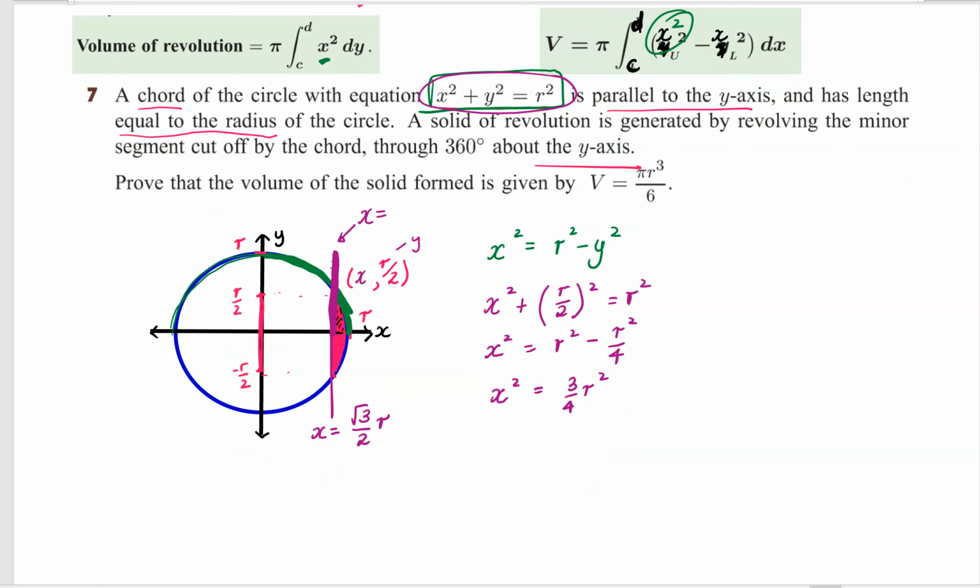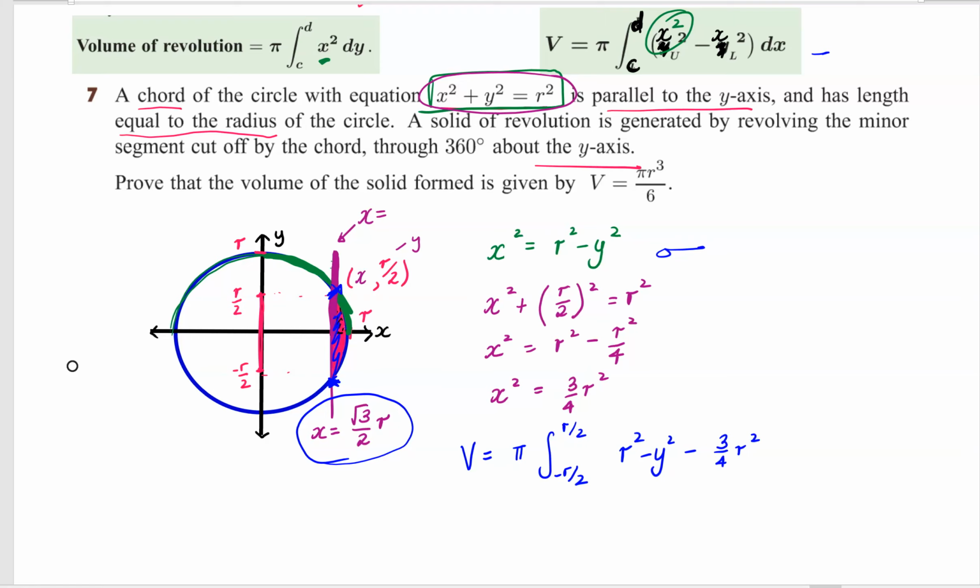Right, so now we're going to use our volume formula here. The volume will be pi. If I'm doing the whole shape, that whole bit there, then I'm going from this point to this one, so from r on 2 to minus r on 2. It's the green function, that's x squared there. It's going to be r squared minus y squared, minus this function here squared, which happens to be 3 over 4 r squared.